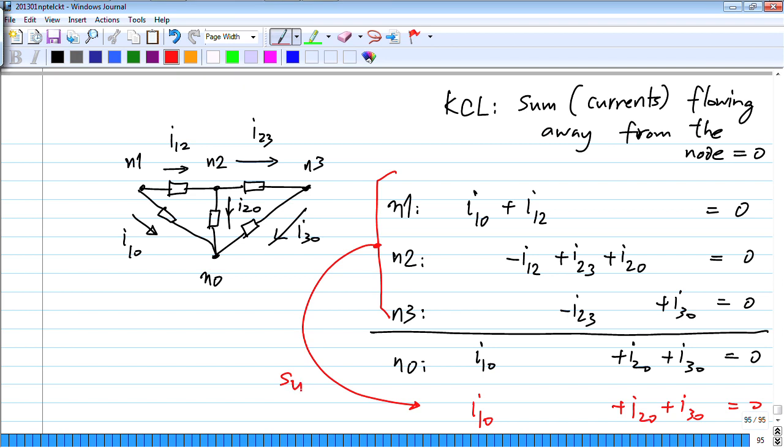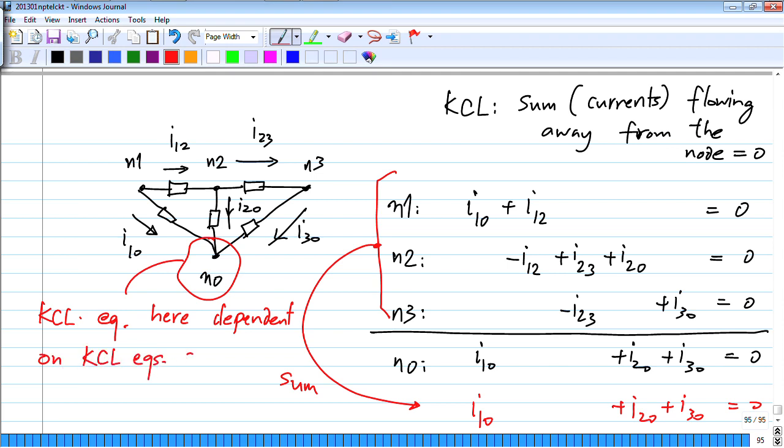Okay. So the KCL equation at node N0 is the same as taking all the other KCL equations and summing them together. Okay. So the KCL equation here is dependent on the KCL equations at N1, N2 and N3. Okay. So we don't have four independent equations, we have only three independent equations.